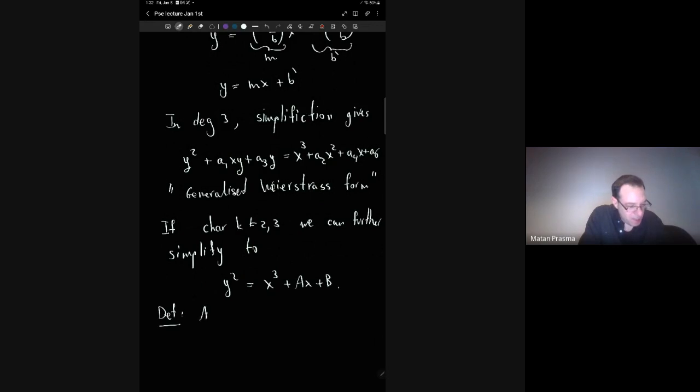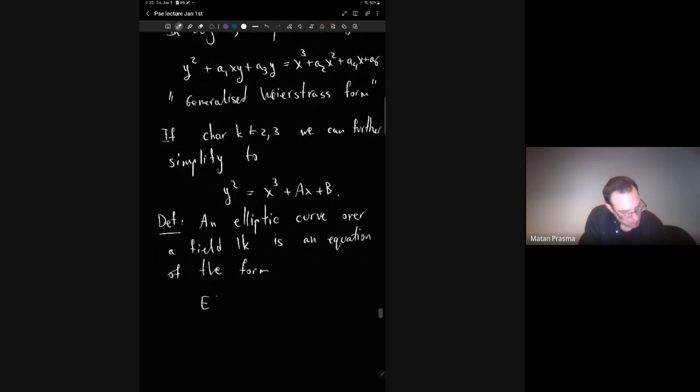Okay, so an elliptic curve over a field K is an equation of the form E: y squared equals x cubed plus ax plus b, where of course the a and b are scalars in the ground field K. Here we also denote E over K.